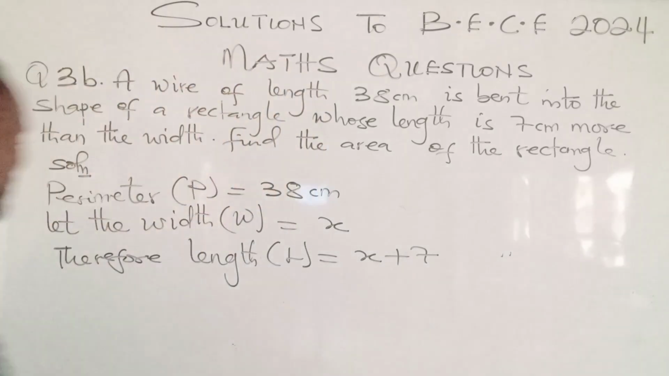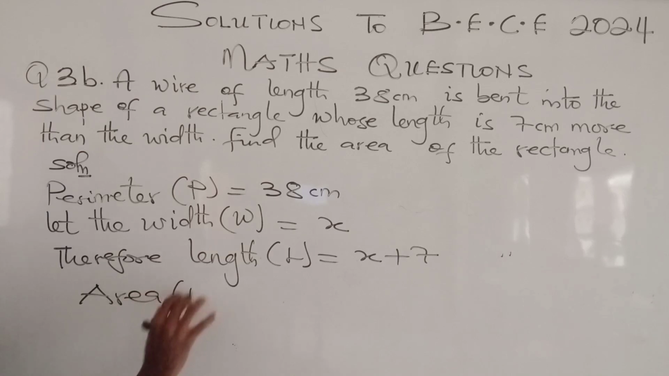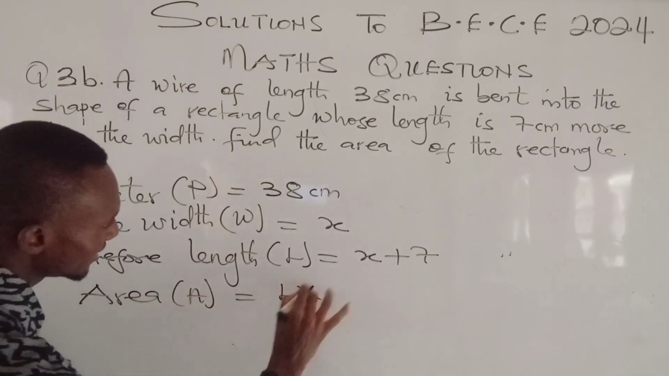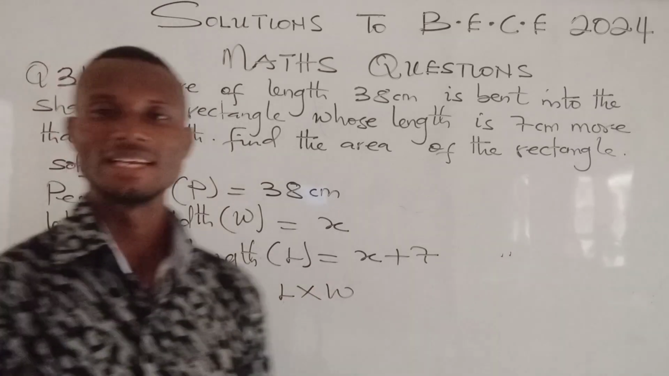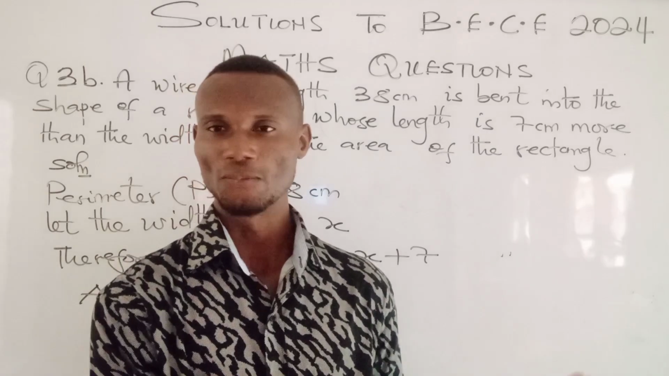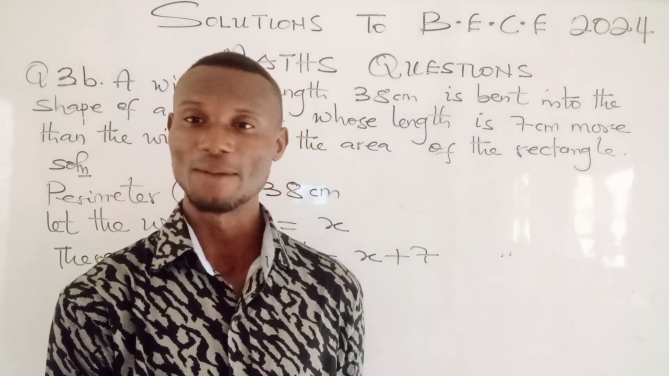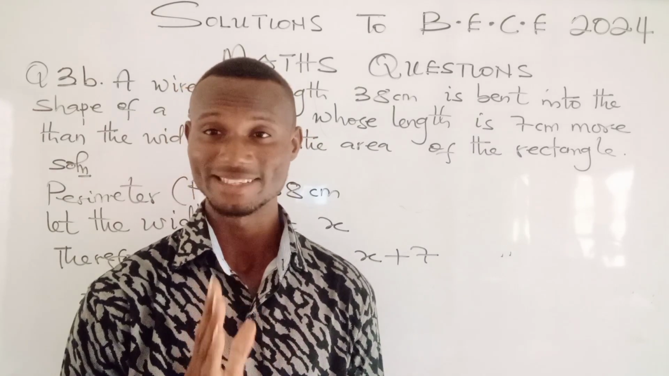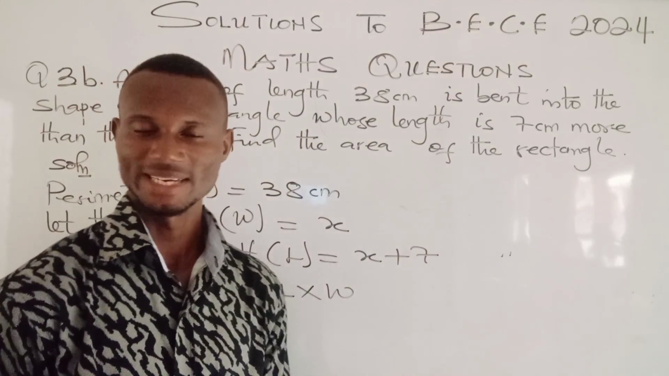So let me write that formula down. I know that my area, A, of a rectangle equals the length times the width. So I have to find the value of S to be able to find the length and also the width of the rectangle before we can proceed and find the area. I hope you understand up to this point. So now, what do we do to find the value of S?